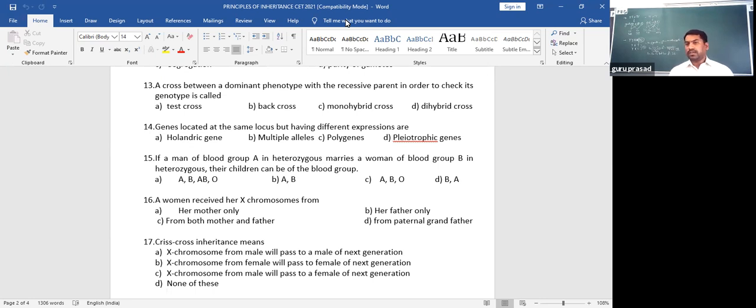Keep it in mind, we are going to do a cross to find out the genotype of an unknown parent. The question gives the hint to check the genotype. So we do a cross to check the genotype of the unknown parent, and that is the test cross. That is the answer. Now what is a back cross? A back cross is a cross between F1 with any of its parents.